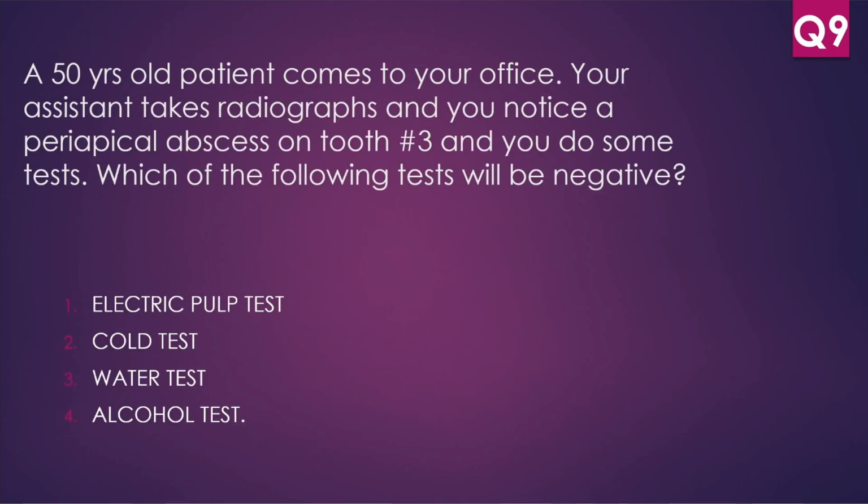A 50-year-old patient comes to your office. Your assistant takes radiographs and you notice a periapical abscess on tooth number 3, and you do some tests. Which of the following tests will be negative? When you have a periapical abscess, the tooth is basically dead. So your electric pulp test will be negative because the tooth is not vital. Cold test will be negative. At this point, sometimes a heat test might be positive. A water test is just not, there's no test like that. They're just playing with our minds for this one.